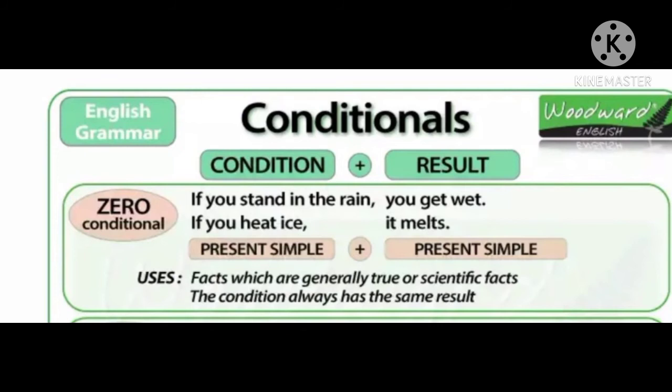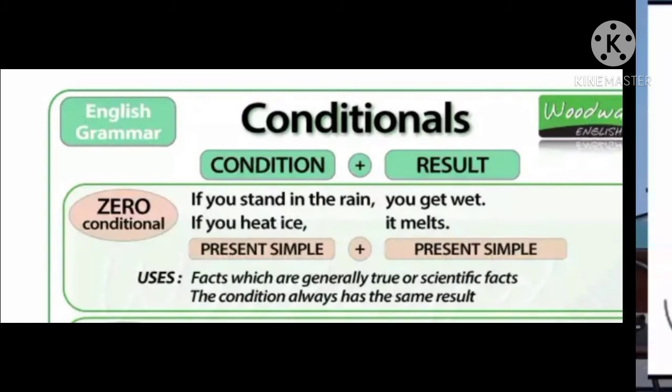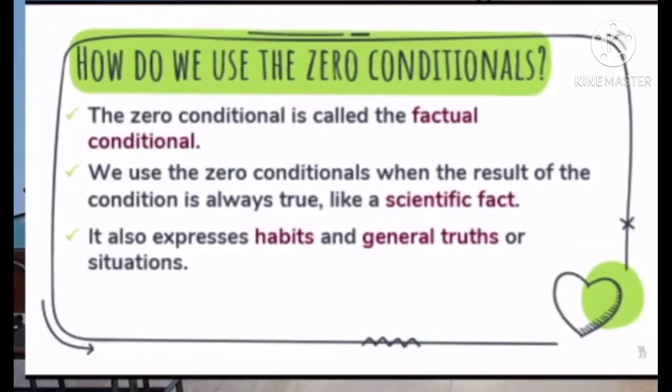Second example, if you heat ice, it melts. So the condition or the situation in the sentence is if you heat ice, and then the result, definitely, it melts. Let's take a look at the verbs used. We have here heat and then melts, which are both in simple present tense. So how do we use the zero conditional? These are the things that you must consider.